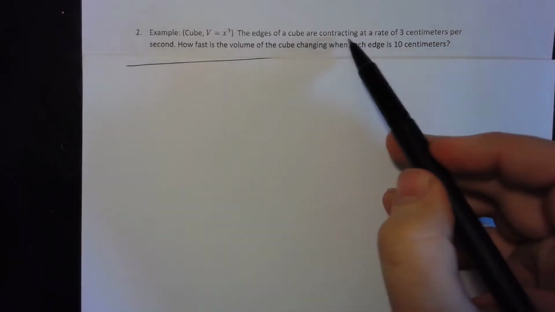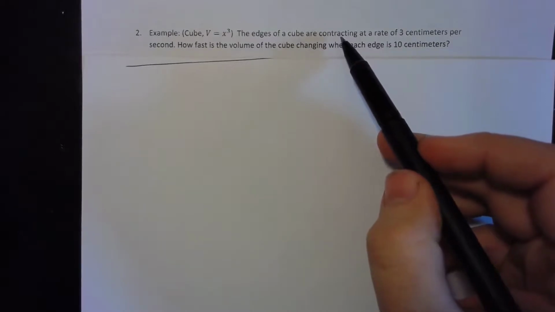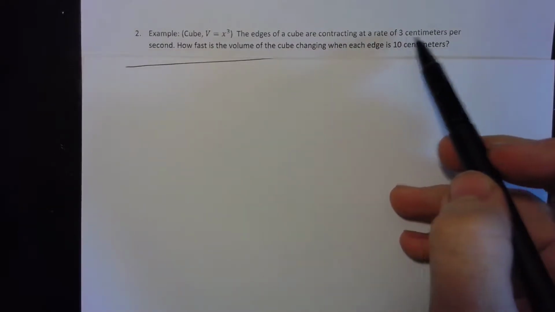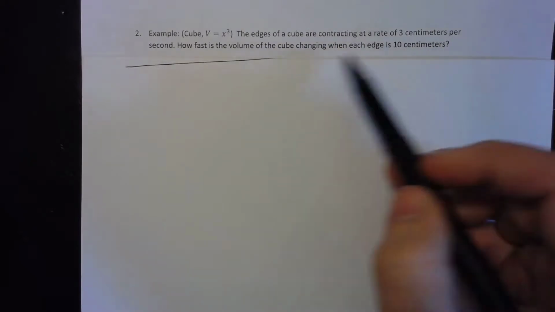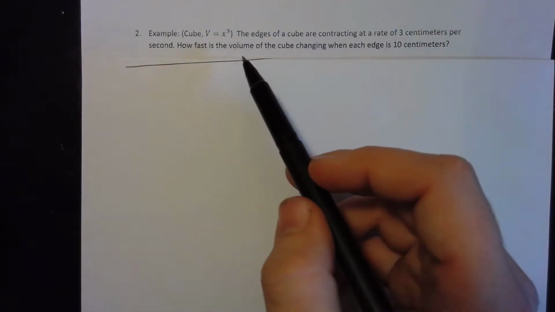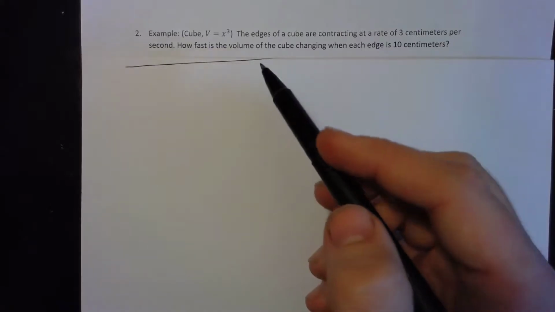In this video, we'll be looking at related rates revolving around the concept of the volume of a cube. Now, this particular question reads, the edges of a cube are contracting. Contracting implies that they're shrinking. Shrinking implies that this rate provided would be negative. So the edges of a cube are contracting at a rate of 3 centimeters per second. How fast is the volume of the cube changing when each edge is 10 centimeters?